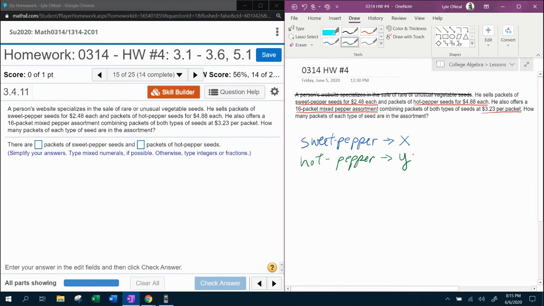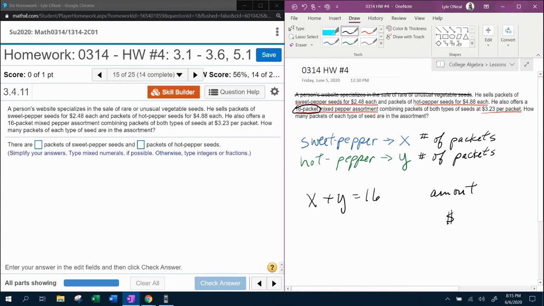And then now that we've identified our variables, we can set up our equations. Okay, so in the mixture, there are 16 packets, okay? So X is the number of packets of sweet pepper seeds, and Y is the number of packets of hot pepper seeds in the mixture. So X plus Y has to be 16. If you add the number of packets of each one, there's 16 in the mixture. Okay, so we're going to call that the amount equation. That's the amount of packets.